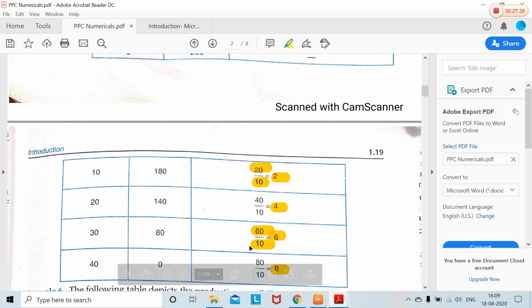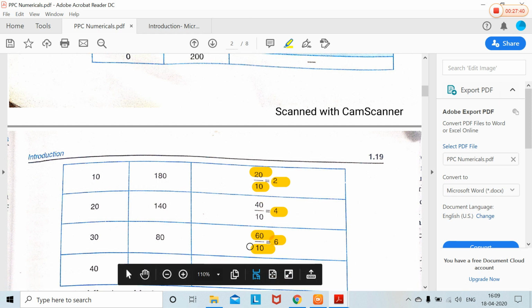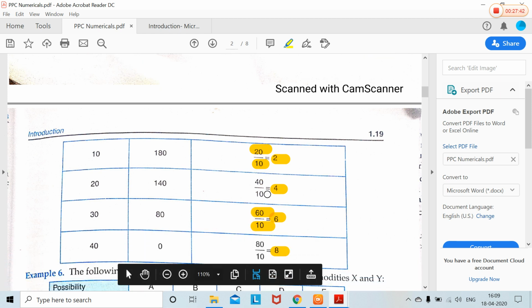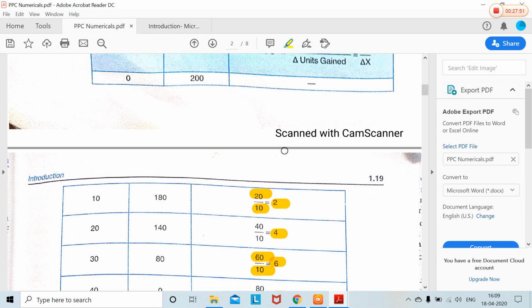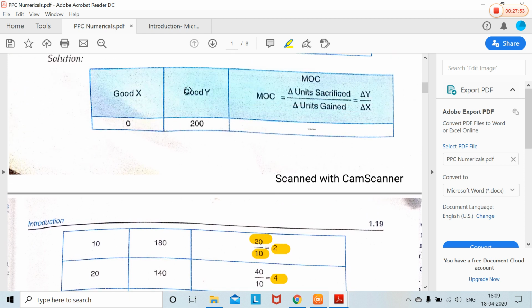So this is the MOC in this case: dash, 2, 4, 6, 8. You will show it like this whenever the gains are given for more than 1 unit. You will show your calculation in this column. So 3 columns have to be made: good X, good Y, or whatever the name of the good is given in the question. If it is good A, then good A. If it is X, then it is X.